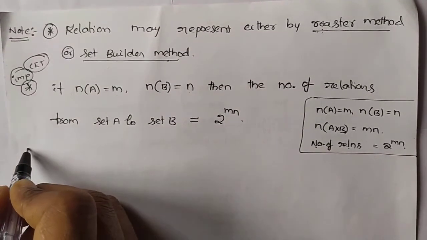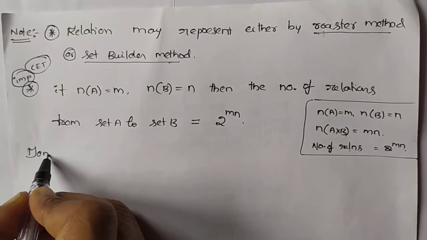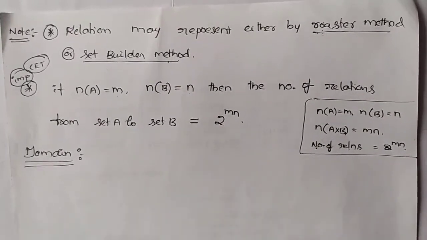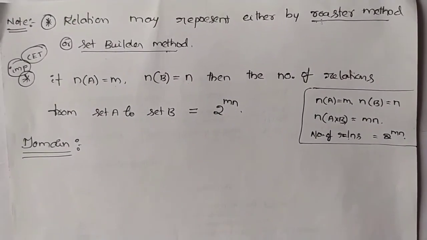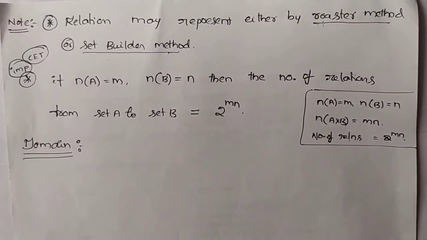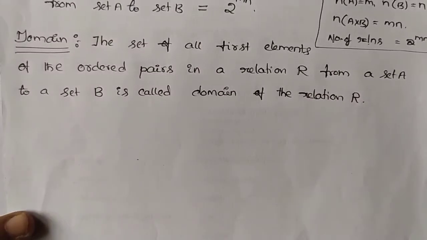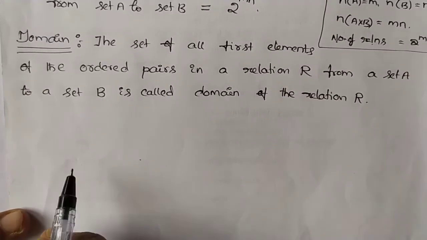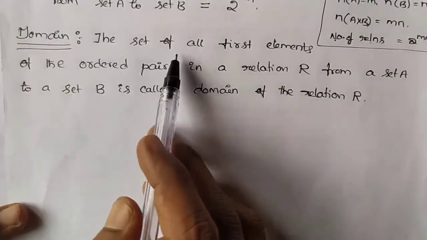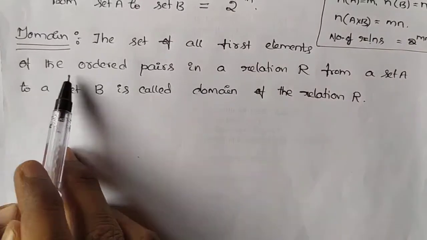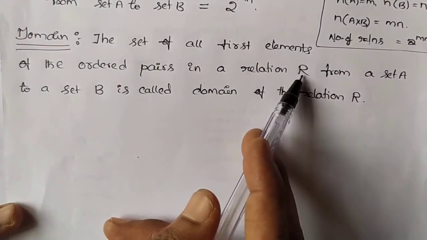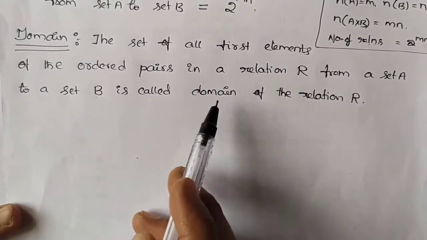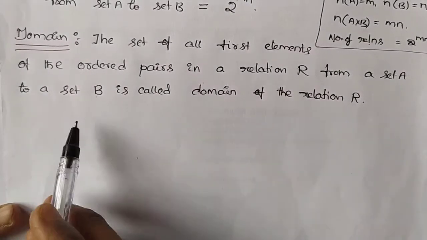Next, we will move on to the domain. What is meant by domain? You just observe the definition of domain. The set of all first elements of the ordered pairs in a relation R from a set A to a set B is called the domain of the relation R.